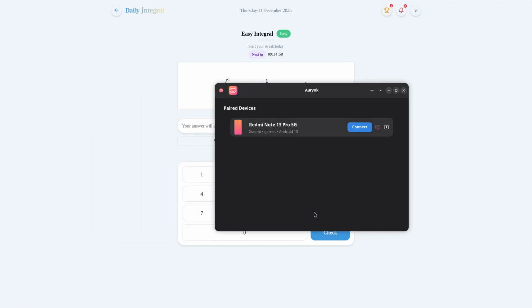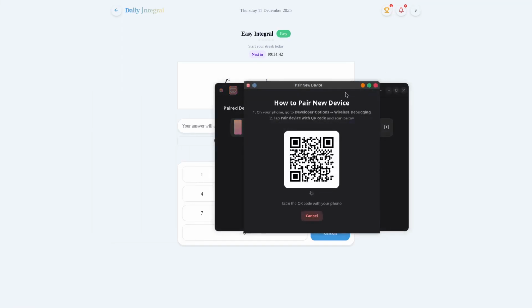It won't let me scan the QR code though, which is really weird. Oh, it does. Okay, I'm just blind. Pair. QR code. Please work. Nice.